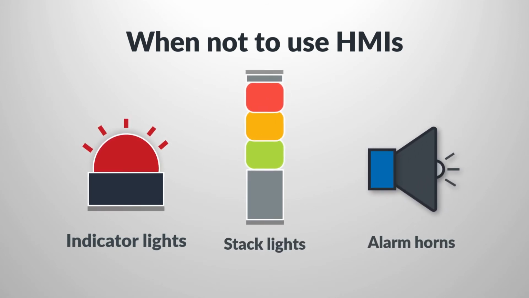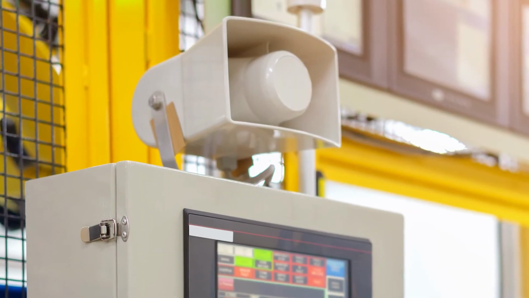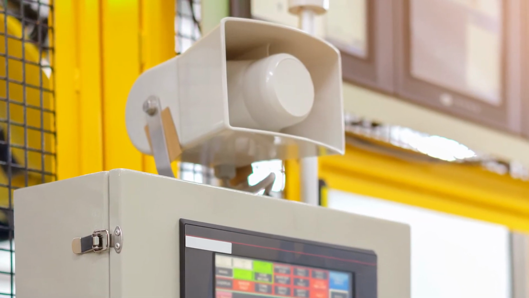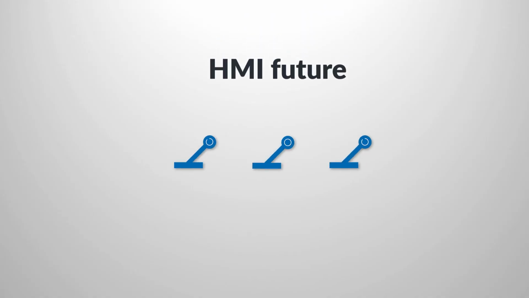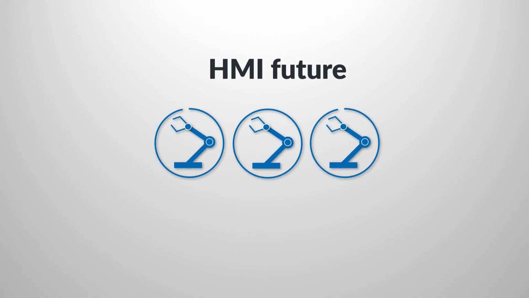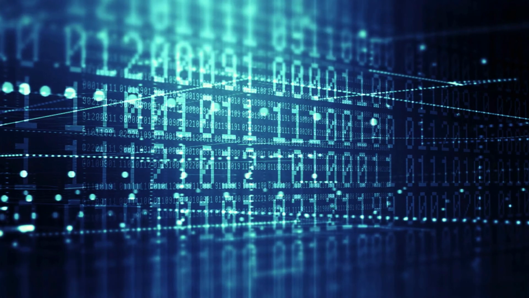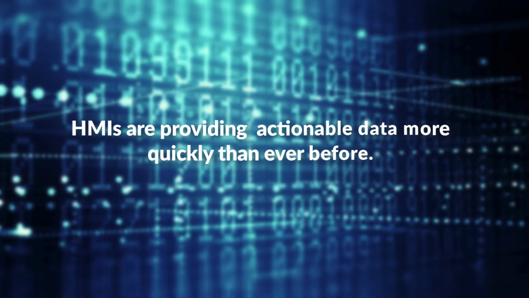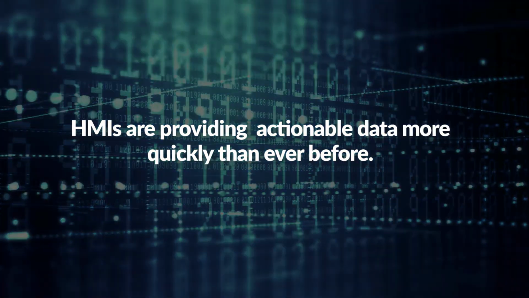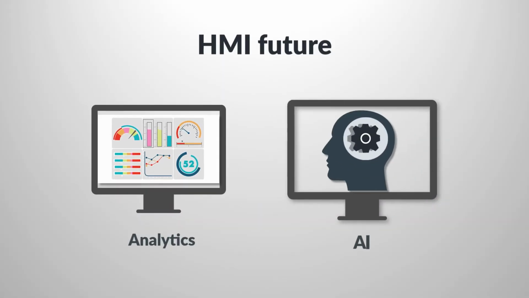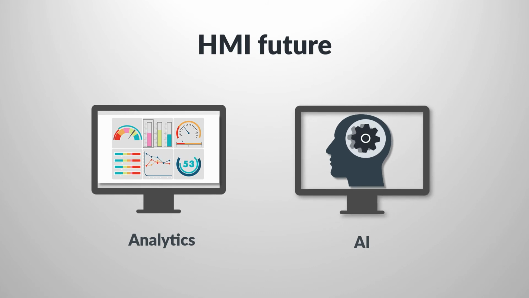These devices can greatly reduce the response time to a machine fault condition and provide machine status information at a glance or without looking. HMIs can do a lot now. They can collect data from many dissimilar items, filter it, push it to the cloud where analytics can happen, and send valuable information back to the user. They are providing actionable data more quickly than ever before. The analytics and artificial intelligence will add much information.